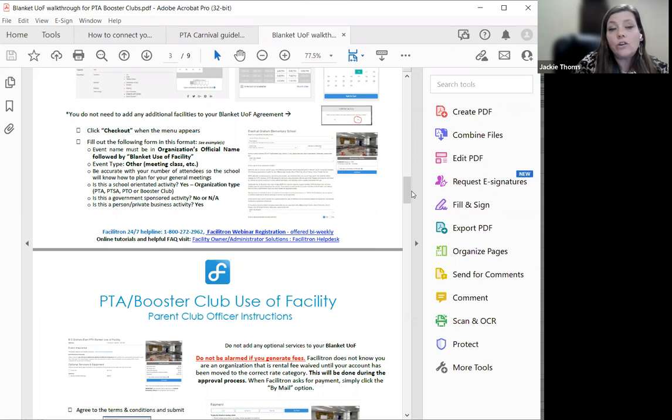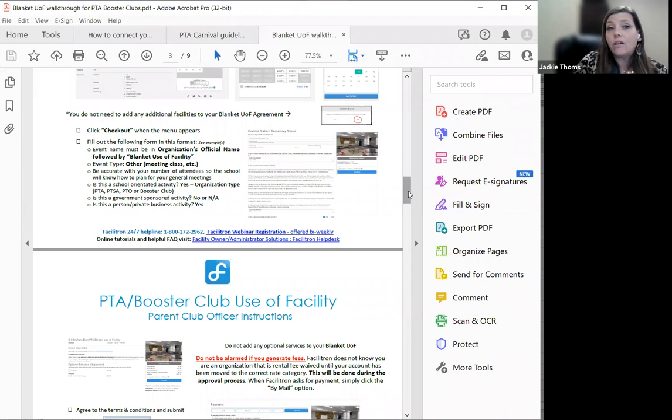When you get to that payment screen, just choose the pay by mail option. This will give your school a chance to accept it onto the calendar and send that to me for the final approval. And then I'll be the one that moves you to the correct rate category so that you do not produce those fees. Now, remember, your blanket use of facility agreement never produces any fees.